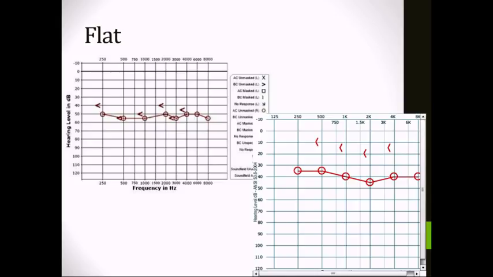So strictly speaking, that actually crosses the boundary from mild hearing loss at 40. So there's a couple of ways you can describe this. You could describe it as a mild to moderate flat hearing loss. There's only one threshold here that's in the moderate range, so if you said something like mainly mild hearing loss, that would be okay too.